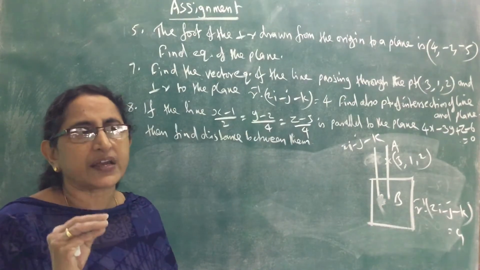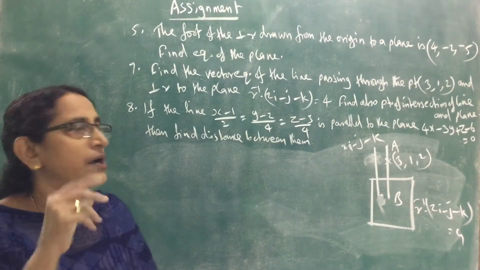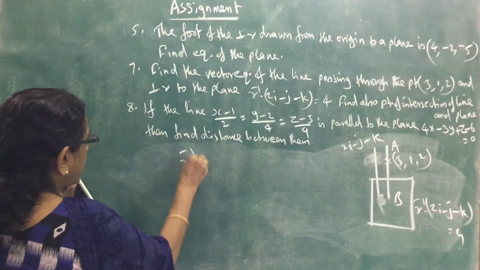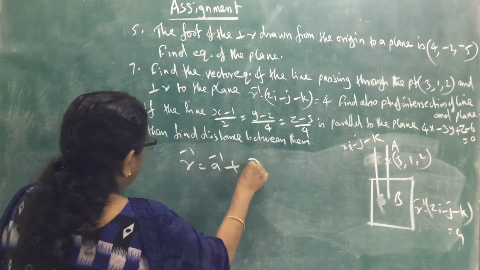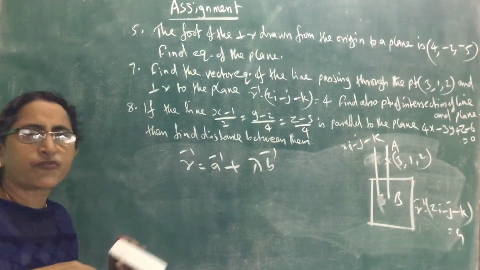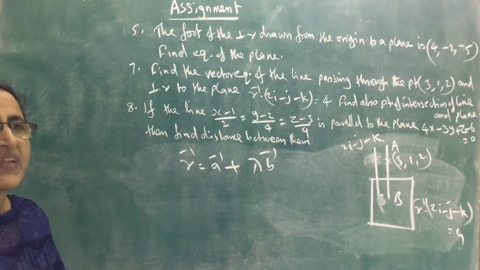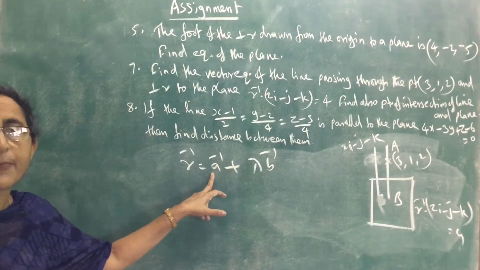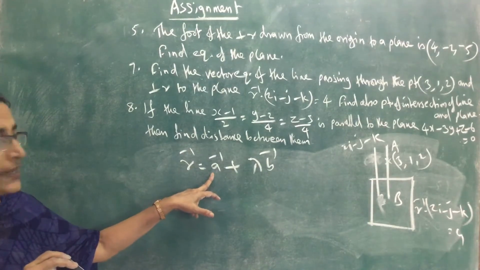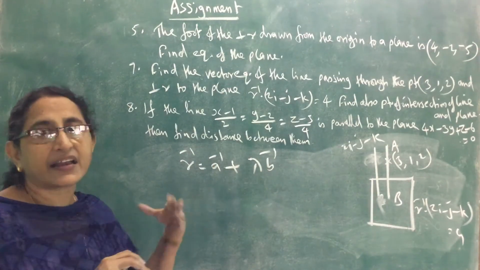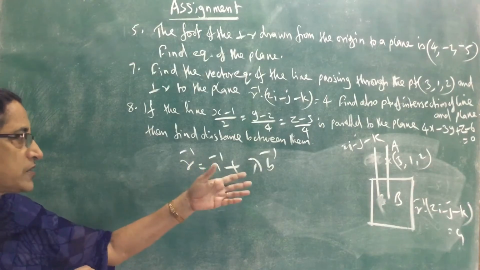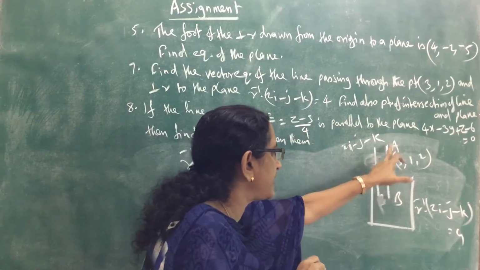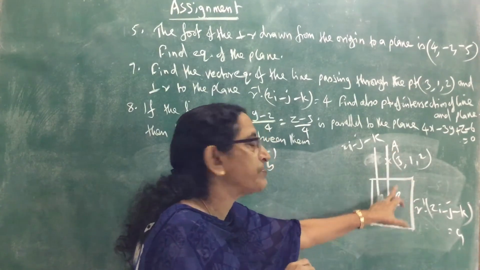If we want to find the equation of a line, we can use this form: vector r equal to vector a plus lambda times vector b. This is the standard vector form of the equation of a line. In that, vector a is the position vector of a given point on the line, and vector b is the parallel vector. Here we know both. We know one point on the line AB, and we want to find the equation of AB.